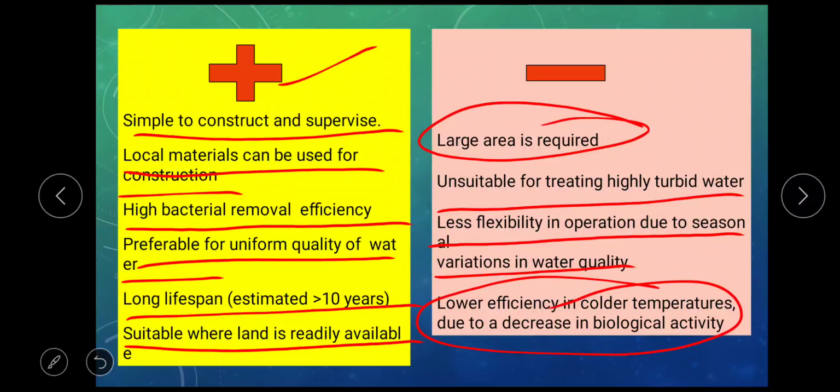So that's enough for slow sand filter. Now we shall solve some numericals in the next class.